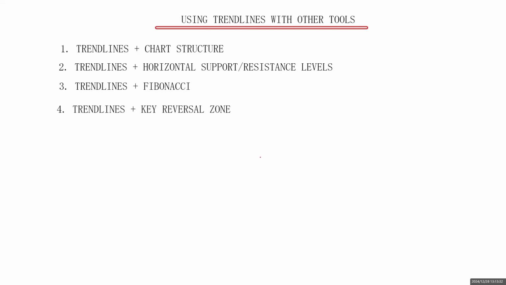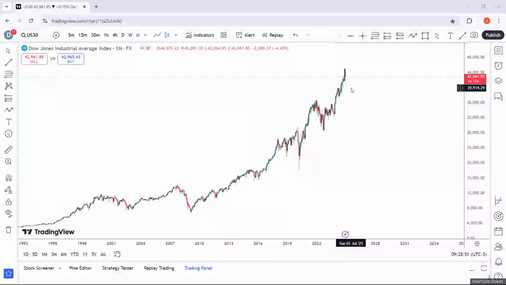So we are going to go over to the real life chart right now to show you how to apply these trend lines from a practical standpoint. We are going to be using US30 as an example to show you the effectiveness of trend lines when it comes to our entries.